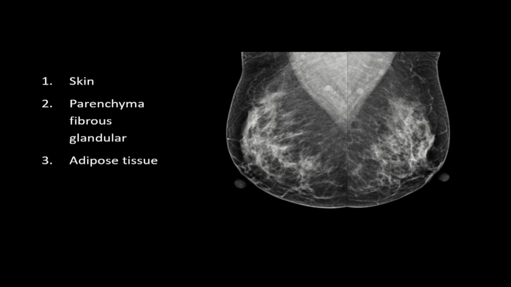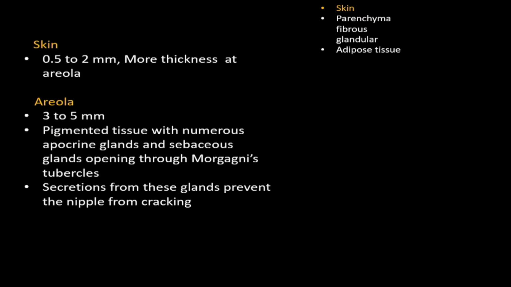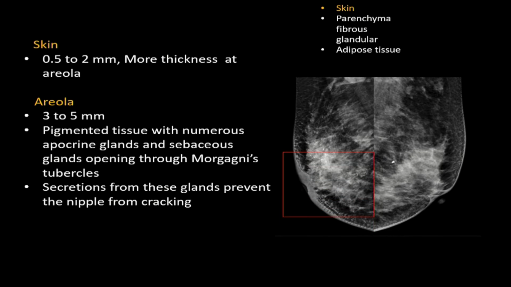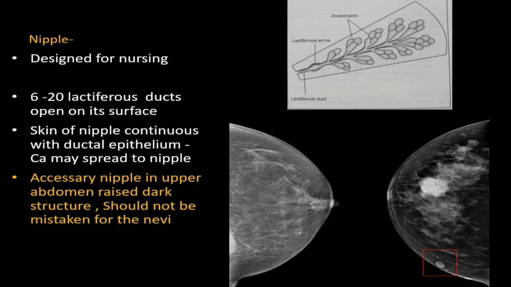So anatomy goes from skin, parenchyma and adipose tissue. Parenchyma, we all know, is fibroglandular tissue. Skin has to be uniform, not more than 2 millimeters. Areola, we all know, is pigmented. Morgagni's tubercles are there, and secretions from these sebaceous glands present in the areola keep the nipple moist and prevent it from cracking. So this is the thickened skin over here, and this is the normal skin. The nipple is designed for nursing, and 6 to 20 lactiferous ducts open on its surface. Skin of the nipple is continuous with the ductal epithelium, and sometimes you might get nipple involvement in carcinoma, which is also known as Paget's disease of the breast or nipple.